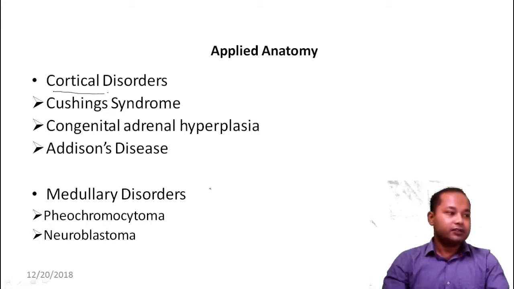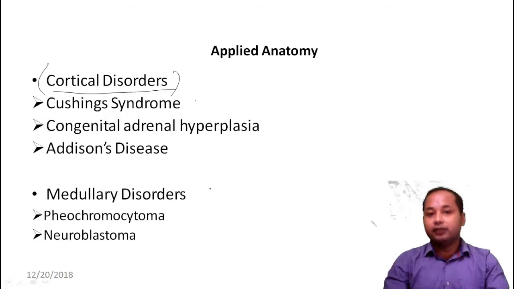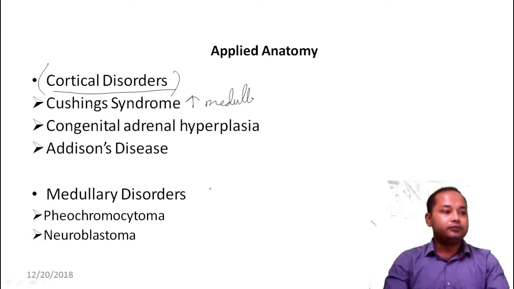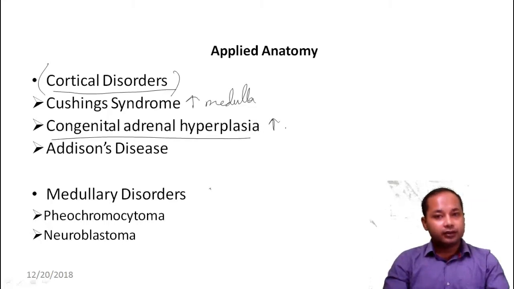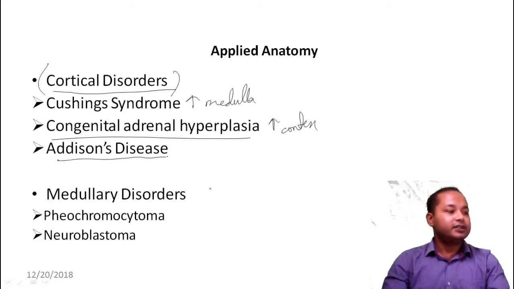So the cortical disorders, I just wanted you to point out the cortical disorders. Like Cushing syndrome, I have not explained clearly that the Cushing syndrome is due to increased secretion from the medulla. The congenital adrenal hyperplasia, which is also called Conn syndrome, is due to increased secretion from the cortex. And the third thing, Addison's disease, is due to decreased secretion from the cortex. Okay.